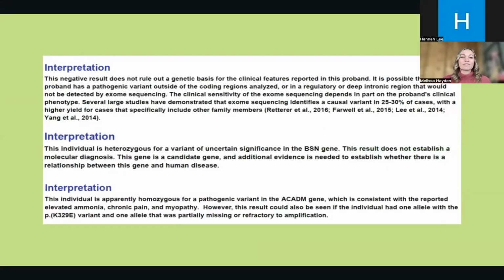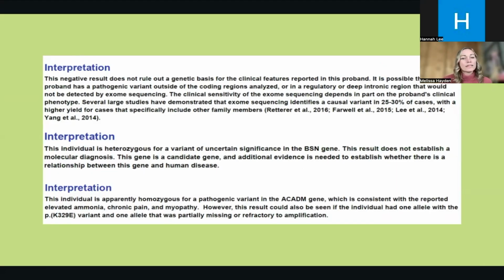Here we see a negative result, a variant of uncertain significance result, and a pathogenic result example. It should be said that for the negative result, it is stated that even though this specific test resulted in a negative outcome, that does not mean that there is no genetic answer for the clinical symptoms. It's possible that the genetic variant causing the patient's symptoms lies outside of the scope of what this specific test was able to analyze. These are the most generic examples and could be used to represent many different kinds of tests.